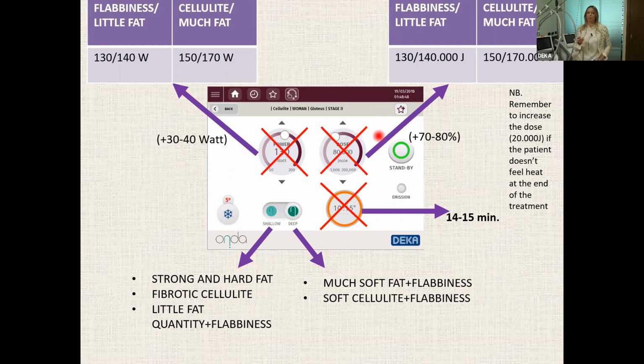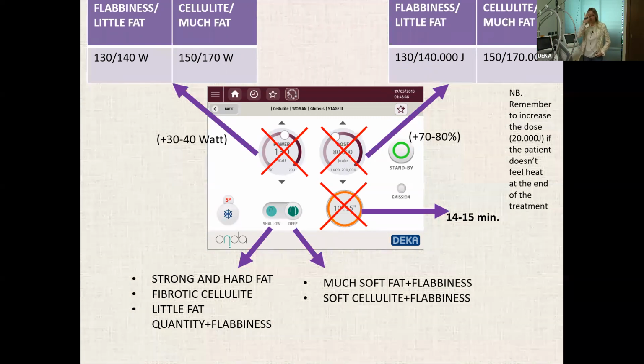In fact, my parameters are here. So when I mainly have, for example, cellulite and a lot of fat, my recommended dose is 150-170,000 joule. So you see, much more than database. And I will use 150-170 watt. When I have flabbiness or little fat, I reduce a little bit the parameters. I select 130-140,000 joule, and I use 130-140 watt.